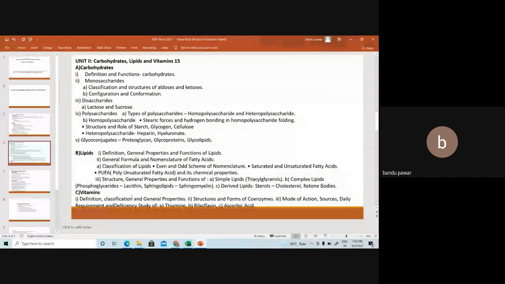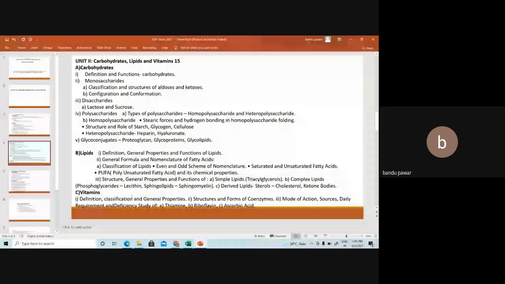In that unit, we also need to teach what is meant by omega-3 family lipids, or omega-3 family polyunsaturated fatty acids, omega-6, omega-7 and omega-9. And from that unit, structure, general properties and functions of simple lipids, complex lipids, and derived lipids are also important.